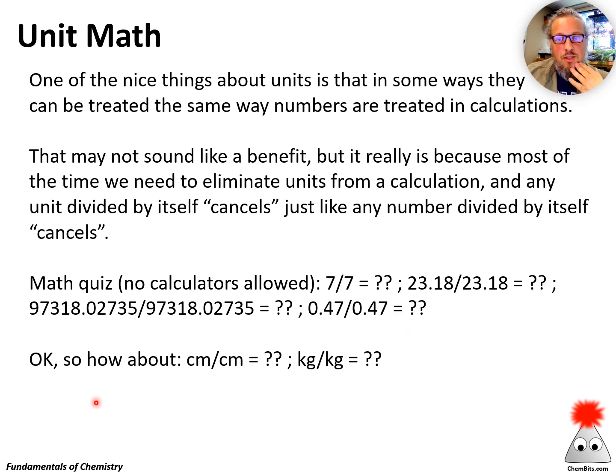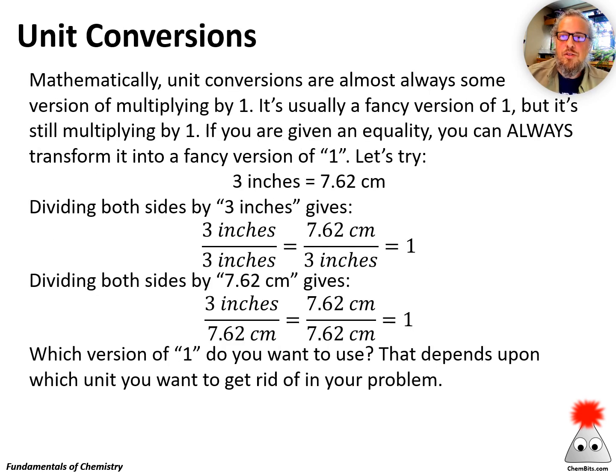But what about units? What if we've got centimeters divided by centimeters? Well, just like with our numbers up here, centimeters divided by centimeters is 1. Kilograms divided by kilograms is 1. So we have a way to cancel out units that we don't want as we introduce other units. So a unit conversion, like I said, is really a fancy way of multiplying by 1.